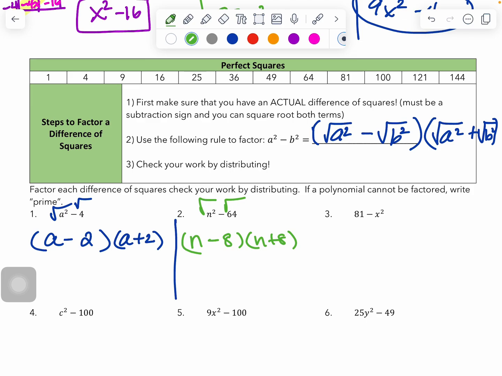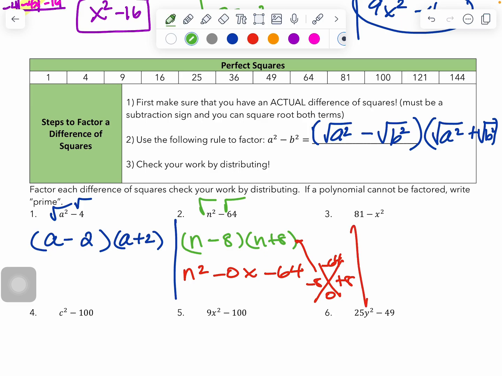Now, if this doesn't work, like you are stuck on something else and you just can't get it, you could also think of this as a 0x in the middle. And the factors of negative 64 that add up to 0 are negative 8 and positive 8, which is what we have here. So that's just another way to think about it.